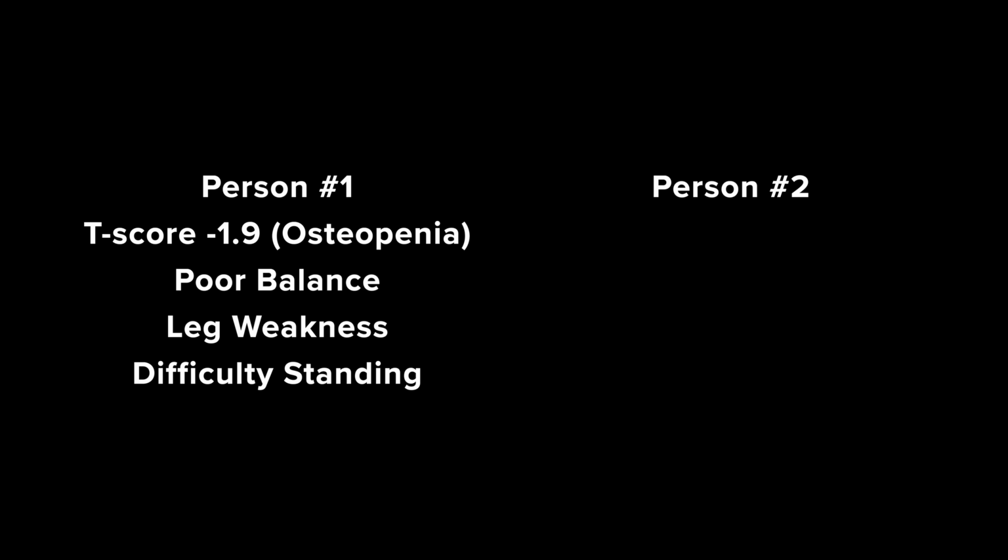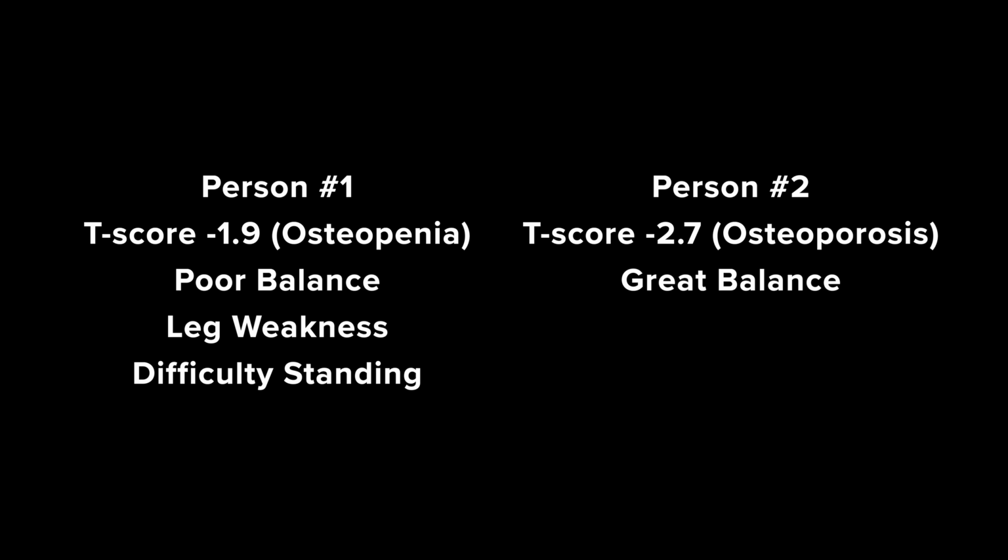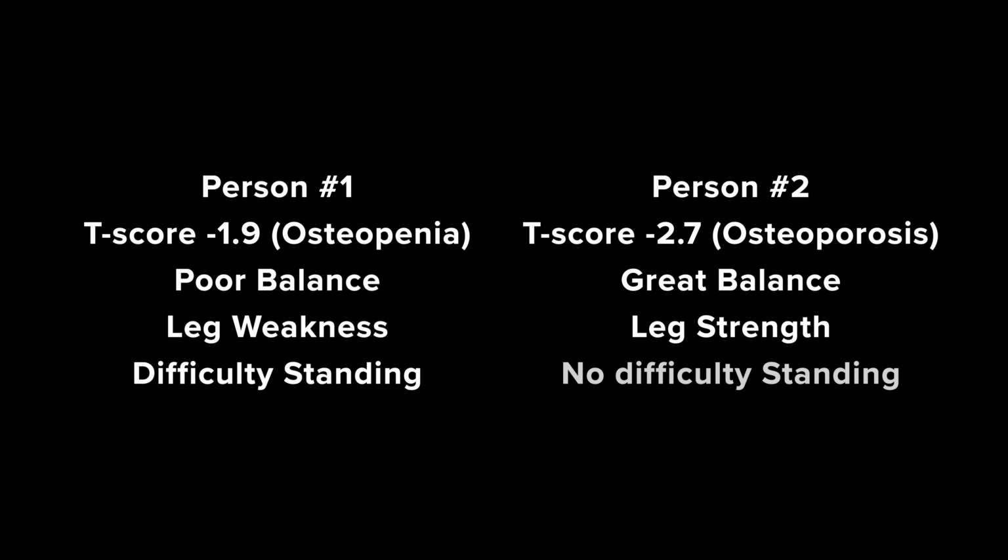Person number two has a T-score of -2.7, which by definition is osteoporosis. This person has great balance, strong legs, can easily stand from a chair, and they lift weights 3 times a week. Which person do you think has a greater chance of fracture?